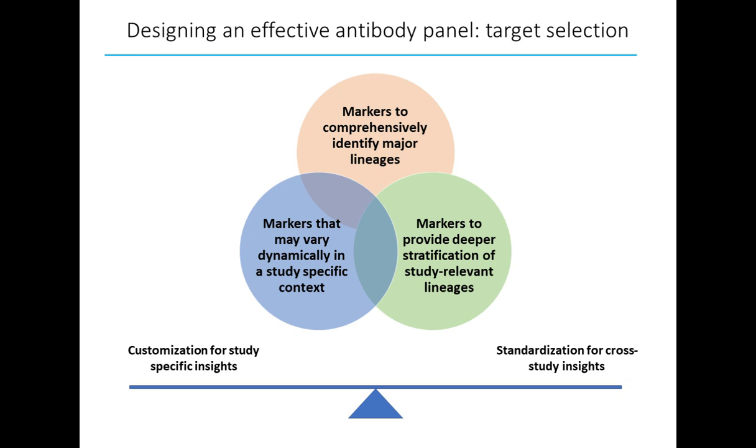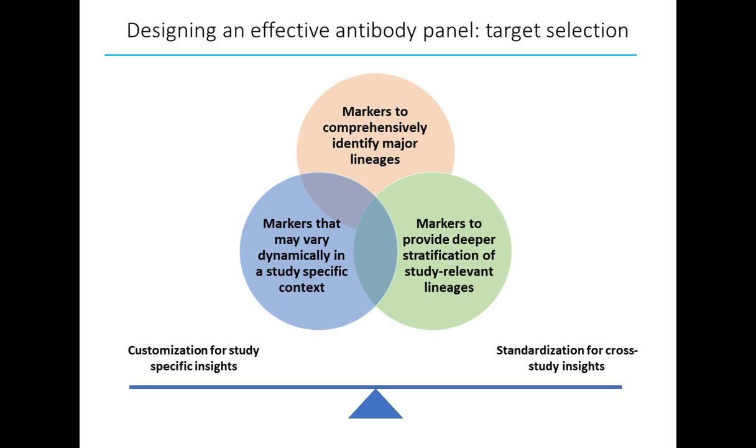And so developing an effective antibody panel is one of the primary challenges and arts, I think, of ultimately gaining useful insights from a mass cytometry study. And generally at the HIMC, we take a three-pronged approach to developing an effective panel. We have a set of markers that are required to comprehensively identify major cell lineages.